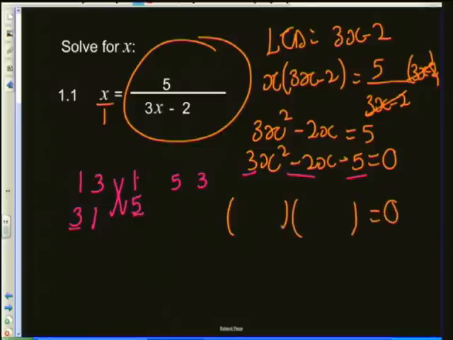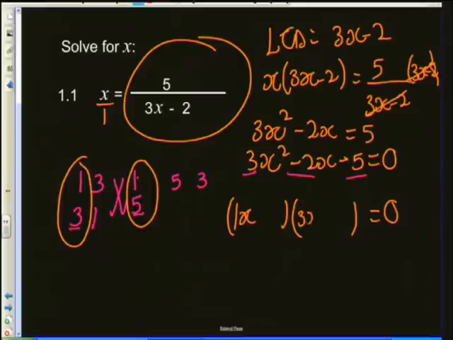Okay, so the factors are 1 and 3 and 1 and 5. So I'll put a 1x here, and I can put a 3x in the second bracket. Remember the 1 is multiplied by 5. So if you fold this out, the 5 will be there, and the 1 will be here. All right, and now we need to decide what the signs are going to be.